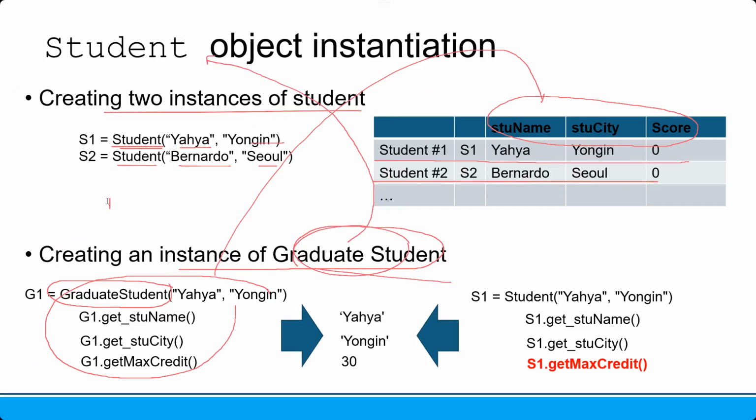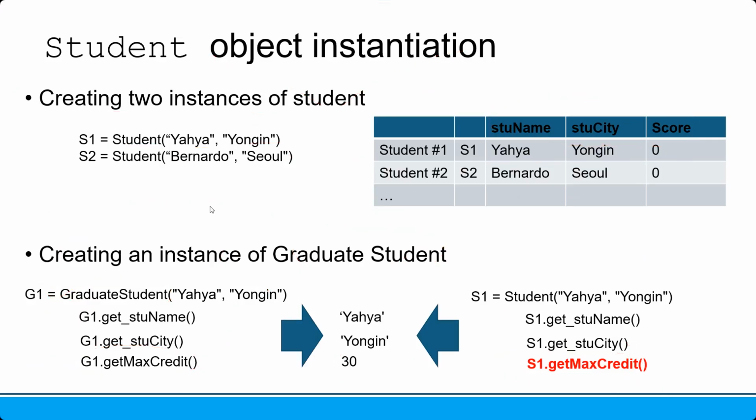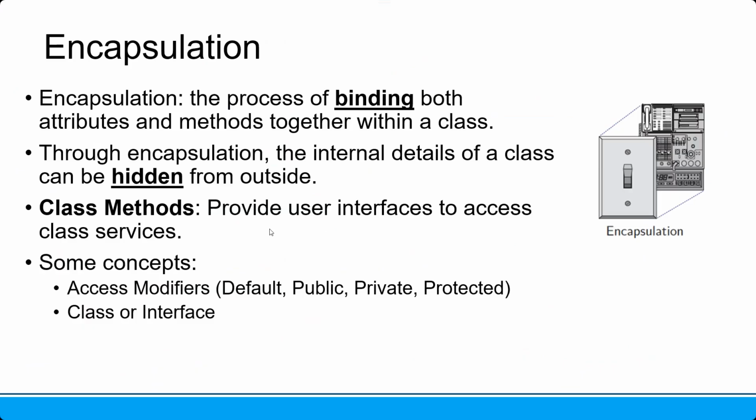And we call the student class the parent class, and the graduate student is the child class or subclass. Student is the parent class, or we call it superclass. So when you run get maximum credit on the graduate student, then it works. But when you use the student and run this one, it is an error, or it is not available. So that's the meaning of inheritance.